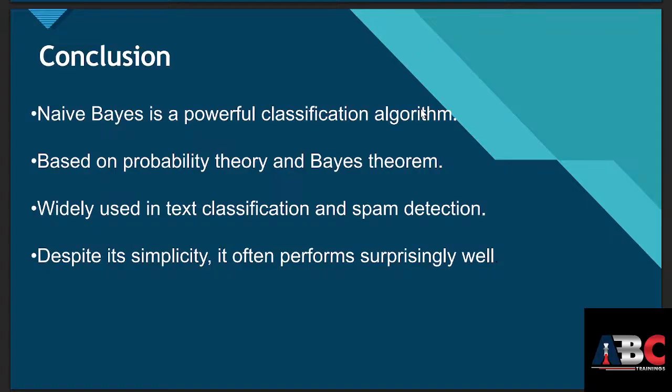The last one is the conclusion. The conclusion of Naive Bayes is that it is a powerful classification algorithm. Naive Bayes is a powerful, widely used classification model in machine learning. Key points: it is a probability-based algorithm. Naive Bayes is grounded in probability theory and Bayes theorem. It calculates the likelihood of a data point belonging to a class based on its features and selects the class with the highest probability. Simplicity and efficiency.